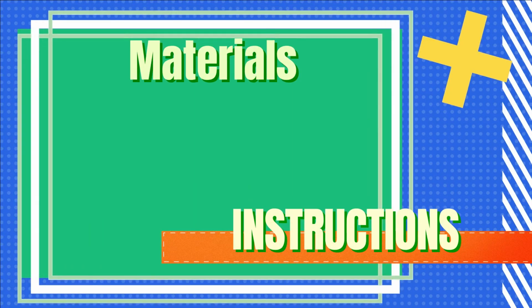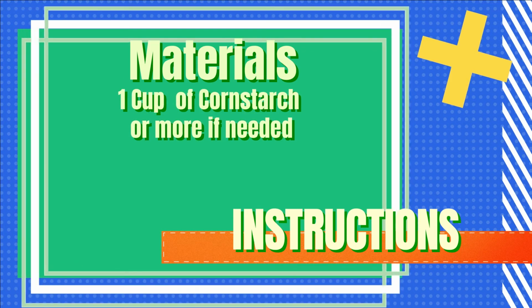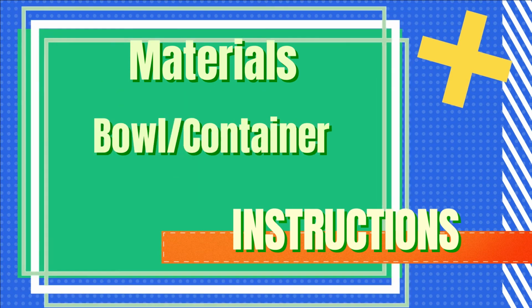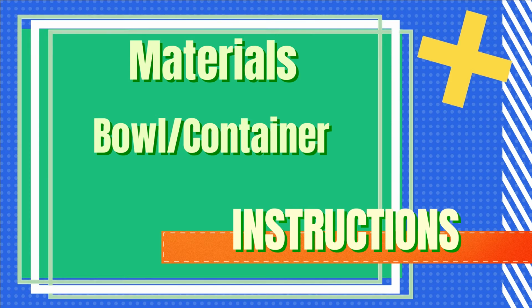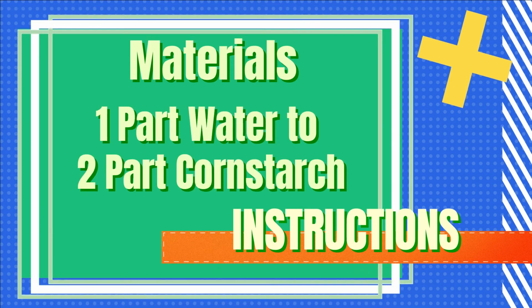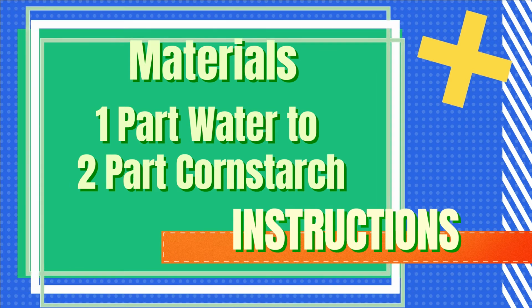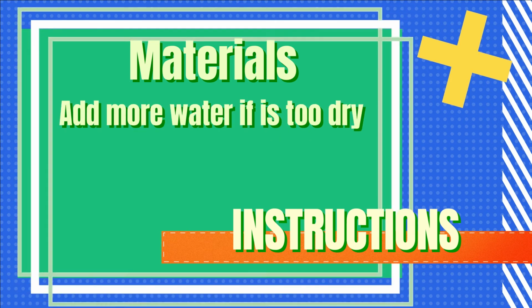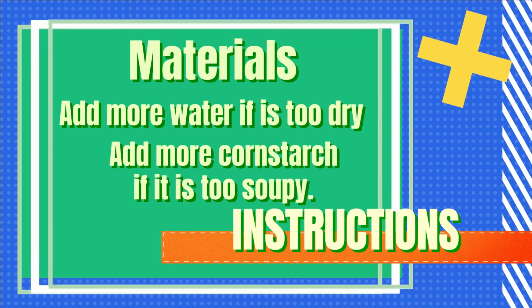So let's get started on making our Oobleck. The materials you will need to make this Oobleck are 1 cup of cornstarch, or more if needed, a half cup of water, or more if needed, and a bowl or a container. You can make as much Oobleck as you like, but generally Oobleck is a 1 part water and 2 part cornstarch recipe. Of course, you can add more water or more starch to get the consistency or texture that you want. More water if it is too dry, and more cornstarch if it's too soupy.